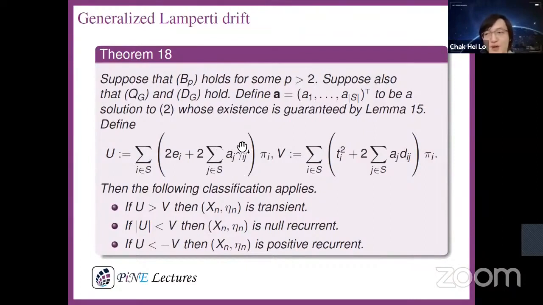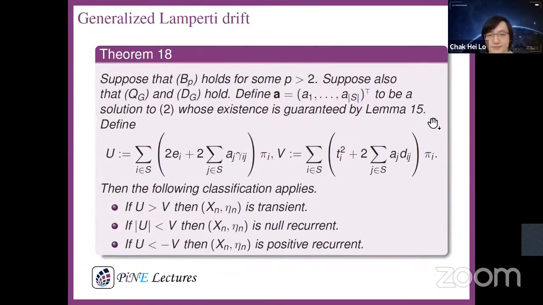Okay. Once we have done this shift, it makes the correct movement for each line so that the di on each line disappear. So if you consider the new system, then it will go back to the Lamperti drift case. And this U is the new drift in the new system, and this is the new variance. That is why we have the same classification.